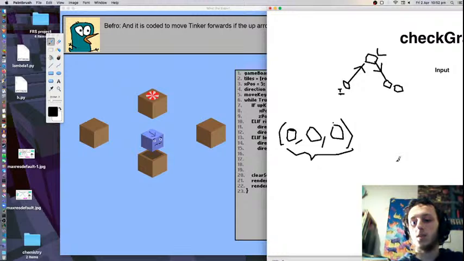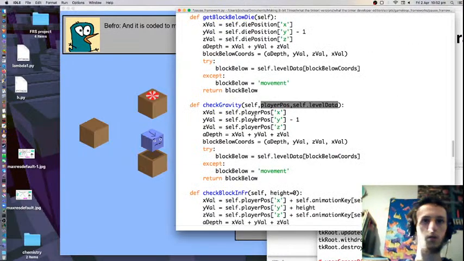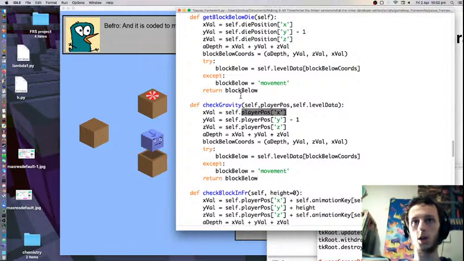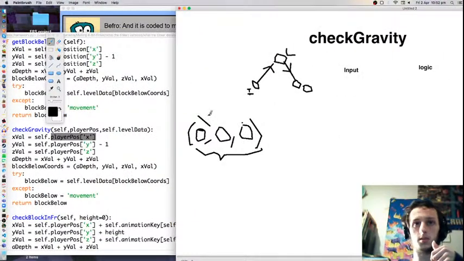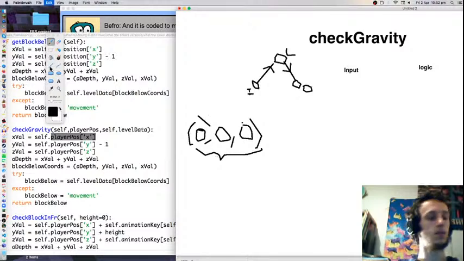Wait, did I do it as a tuple? I don't think I did. We can find out. We'll look at the code. Oh no, we did it as a dictionary. That's fair enough. Dictionaries are a good idea. So essentially a dictionary is where it's... Well, that means we need to change how I've drawn it.